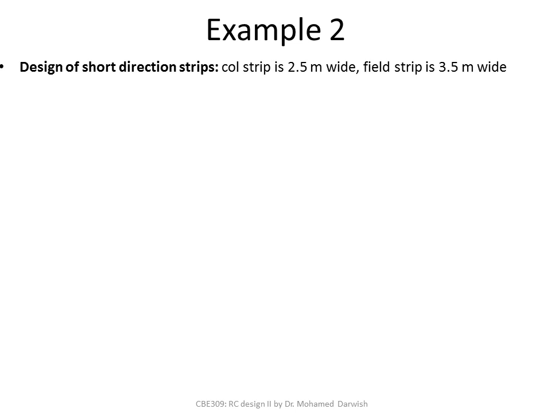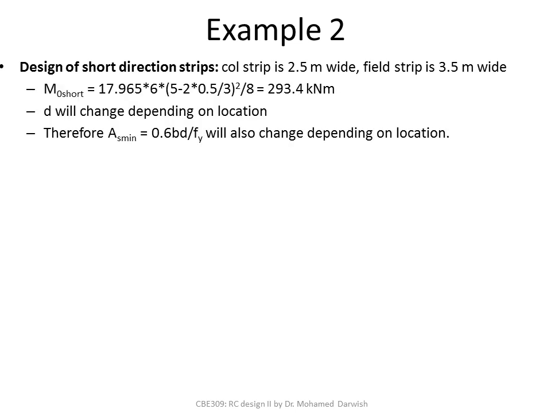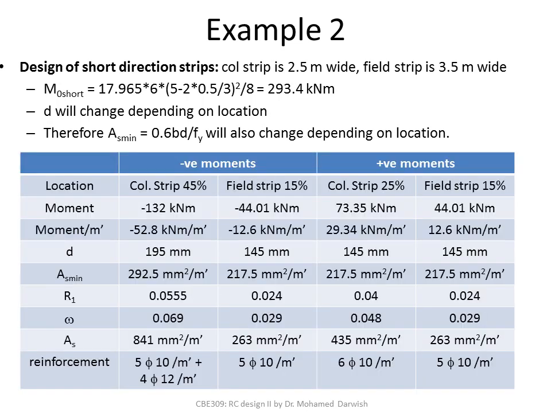Very similar issue is in the short direction. But remember, the field strip is 3.5 meters wide, not 2.5. The M node short is a very similar calculation. You will multiply the W ultimate by 6 by 5 minus 2 times 0.5 over 3 all squared over 8. And again, the D is varying. But bear in mind, because this is the secondary dimension, you need to deduct a further 10 millimeters from your D. So this D is 195 millimeters, not 205 millimeters. And the others are 145s. But again, you have a lesser amount of reinforcement than before. Even here, it became 5 phi 10 instead of 6 phi 10.